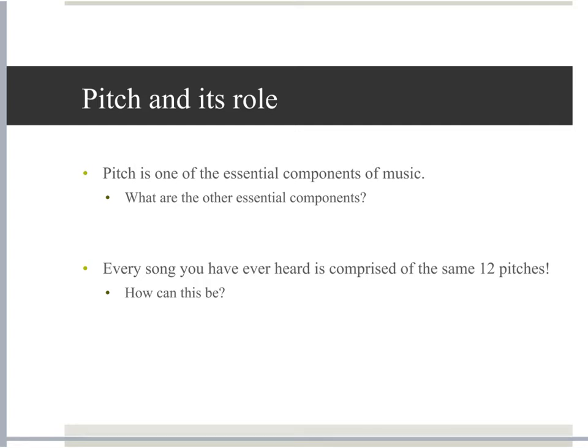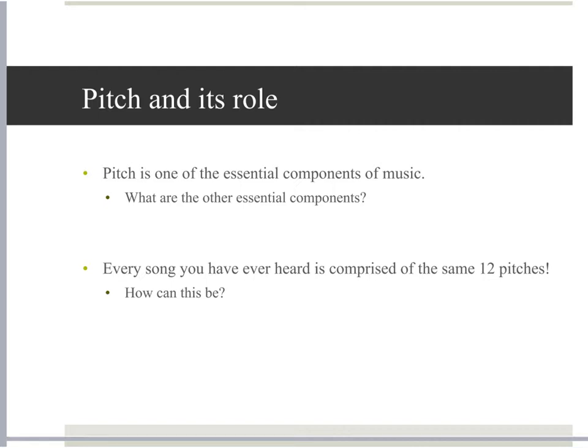Welcome back to our pitch lecture, and this is part two. So, picking up where we left off, pitch and its role, just a little refresher. Pitch is one of the essential components of music. And I ask, what are the other essential components of music? What has to exist for it to be music? Arguably, rhythm has to exist, right?